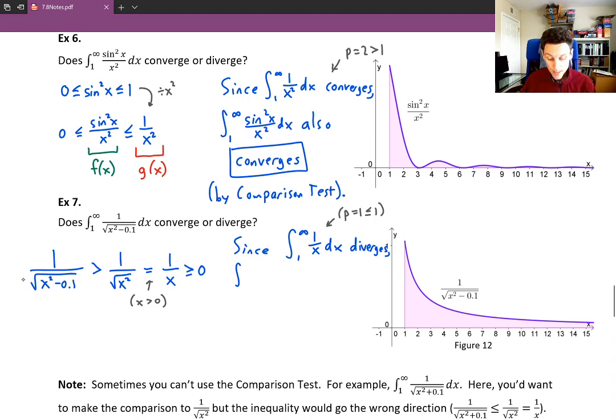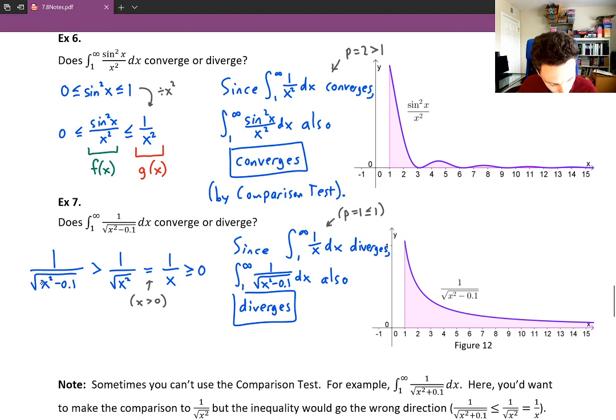So since that integral diverges, the bigger integral, so the integral of the bigger function, is going to have to diverge as well, because it's more area under that curve. So the integral from 1 to infinity of our function, 1 over the square root of x squared minus 0.1 dx, also diverges. This is by the comparison test.